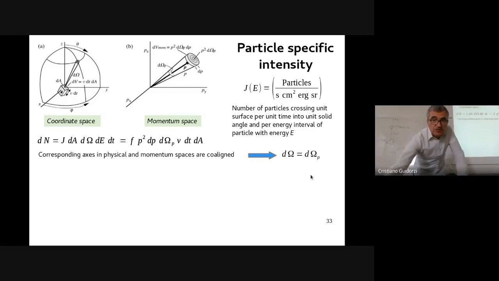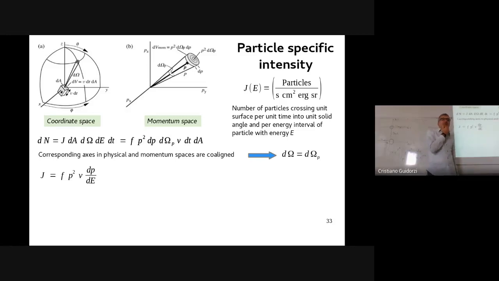But having said that the two d omega are the same, you equate the two things, you get rid of the common terms, and you end up with a formula expressing the particle specific intensity as a function of the distribution or density dn, the quantity that we call f, which is Lorentz invariant, times a number of factors, which are p squared v dp over dE.